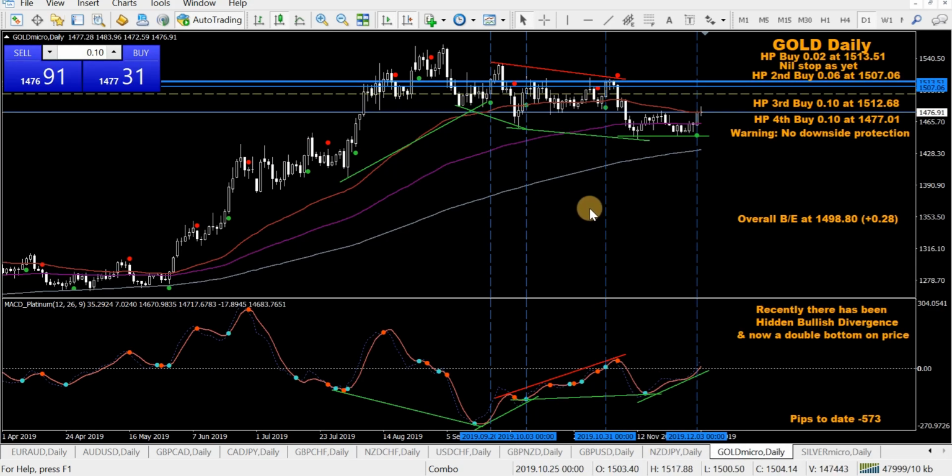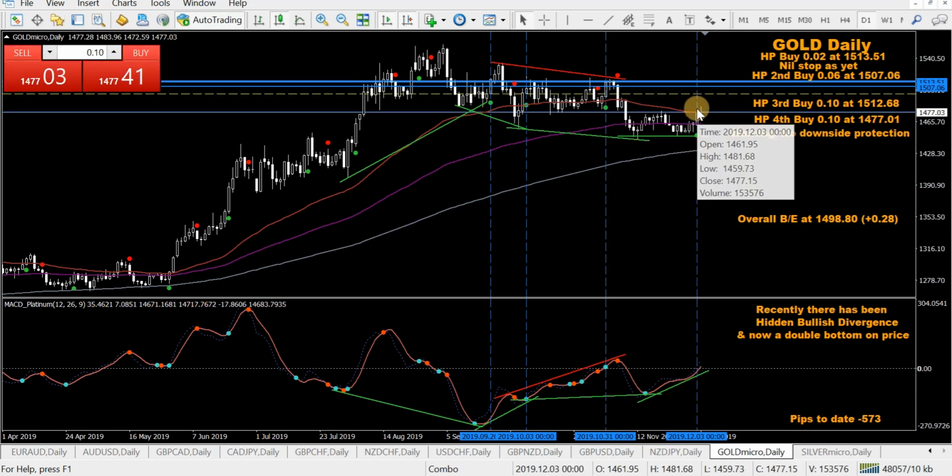Out of my gold, buy, close my sells. I'm having trouble with the metals, and gold's been giving me a bit of grief. As you can see, it doesn't have to go up far to my overall break even. I've got no downside protection at the moment. This is high risk. Got this little nice support level here, or divergence. Hidden bullish divergence, you'd probably say there. That's hidden bullish divergence. Now I've got the support level.